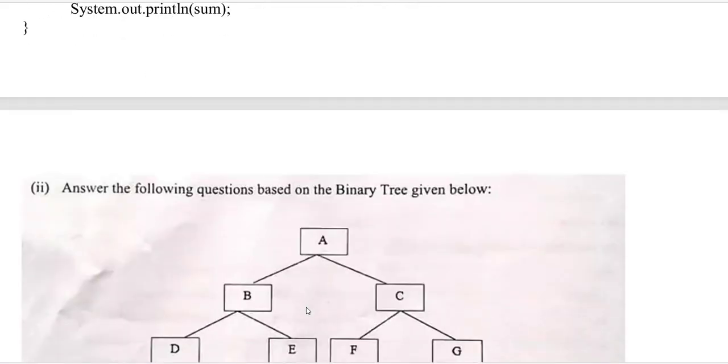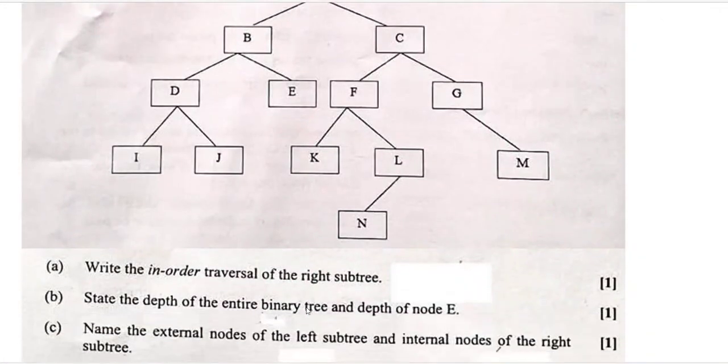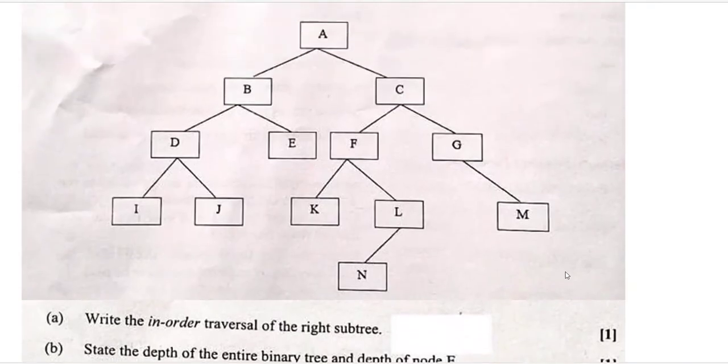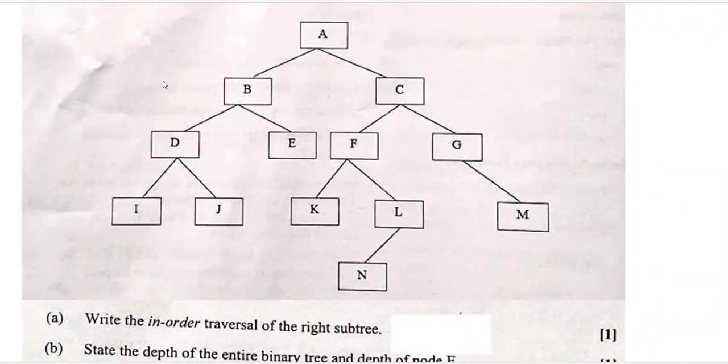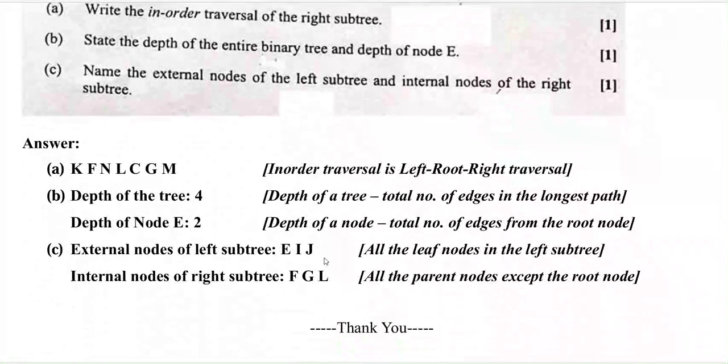Next, binary tree is being given. Some questions here. In order traversal of the right subtree, that is the right subtree is this one, this portion from C to this one, and the left subtree is this one from B and below. So in order traversal of right subtree, depth of the entire tree and depth of node E, two things. And the external nodes of the left subtree, internal nodes of the right subtree. So answer is here.